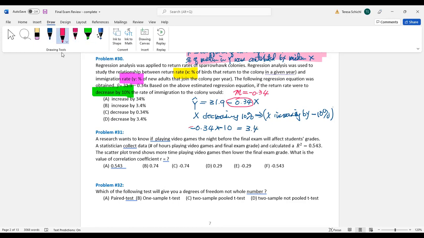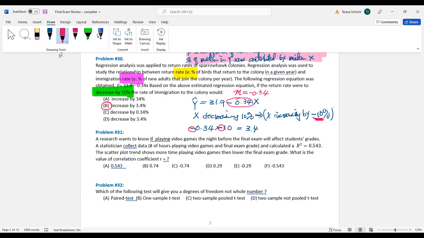Here, because this negative is a slope, and because it's decreasing 10%, you can say it's changed to increasing by negative 10%. So it's negative 0.34 times negative 10, which becomes positive. So this one should be increasing by 3.4%. See here. Be very careful.